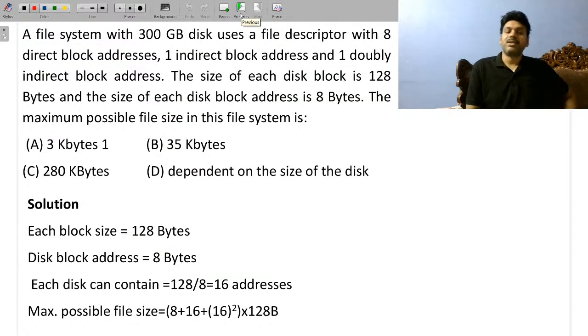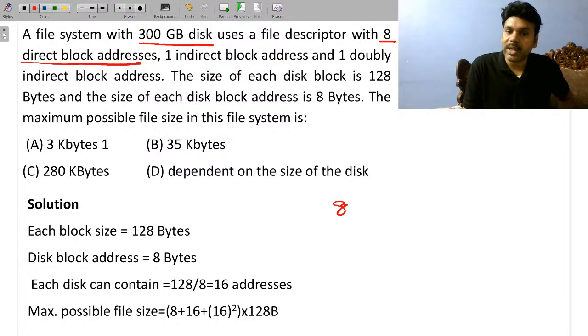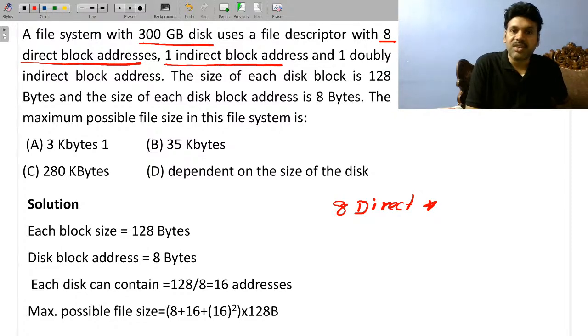So for example, see friends, he said a 300 GB disk, 8 direct blocks. So we are able to store 8 direct blocks. That means 8 into direct data. What is the data size? And next, one indirect block. And the next one double indirect.